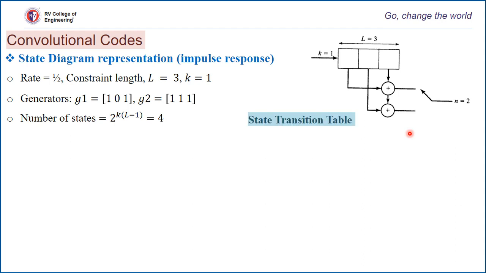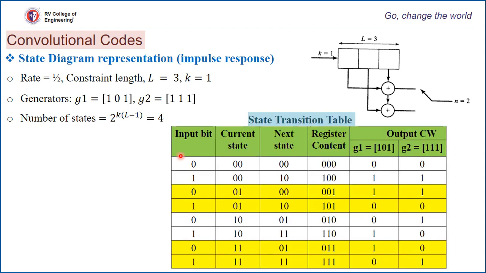The state transition table can be tabulated with the input bit, the current state of the memory register, the output bits, and also the next state, that is, what happens with the content of the memory register for the next timestamp. If you take an example with the initial 00 being the state of the encoder, if the incoming bit is 0, the first row will be 00 because nothing will change until and unless you flip the bit to 1.